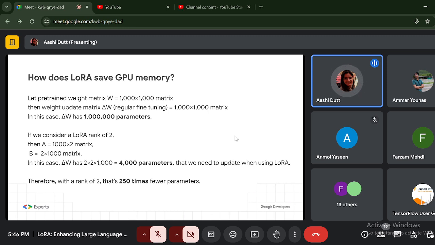So how much difference does it make? With the rank of 2, it has around 250 times fewer parameters. That is how computationally inexpensive LoRa is as compared to normal fine tuning, right?